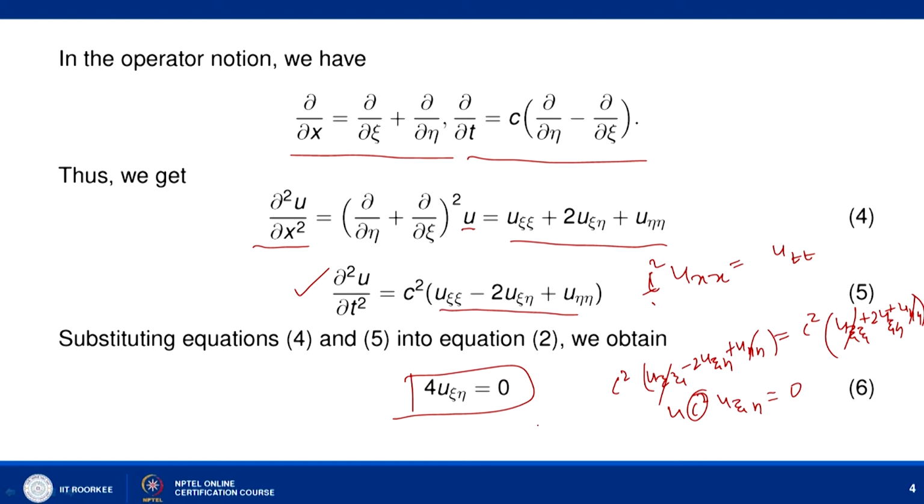This is why we always try to find a new coordinate axis where our equation can be modified into a simpler format. Now here this wave equation u_tt equal to c square u_xx is reduced to u_xieta equal to 0, which is quite easy to solve. And if you integrate with respect to xi and then eta, you will get the following formula.